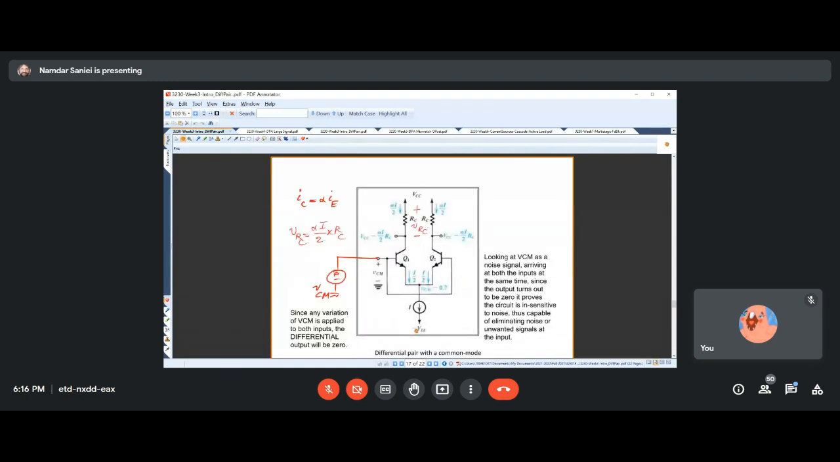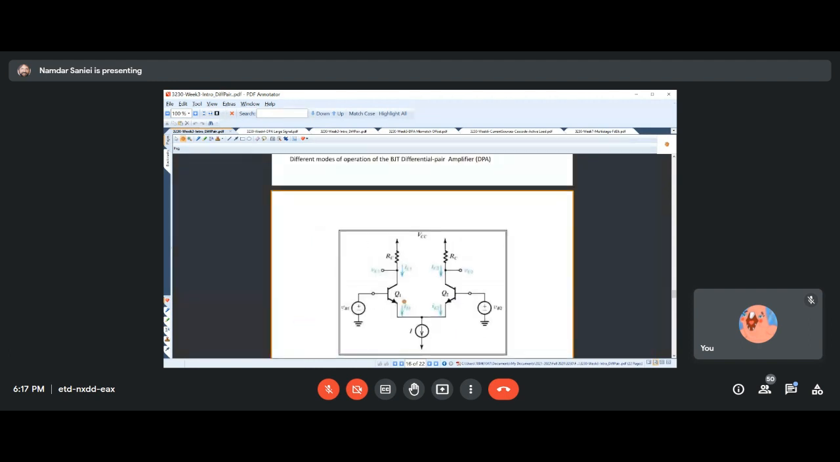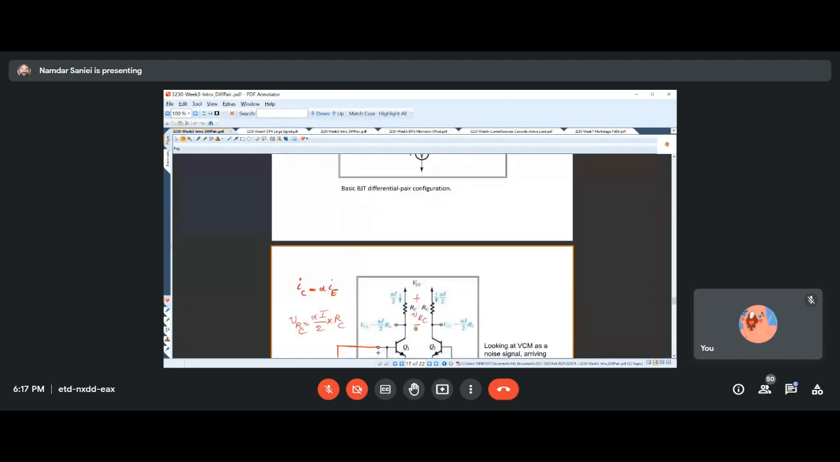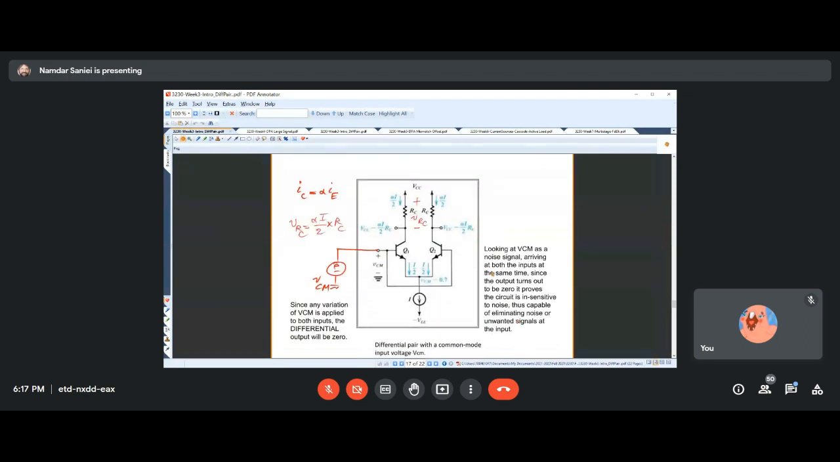We basically mentioned also that when we have a common mode input signal, which could be a noise signal, when signal arrives at the two inputs at the same time, then the differential output is going to be zero. And that was the virtue of differential pair amplifiers, because differential input gets amplified, but common mode input is going to be eliminated. So noise is kind of eliminated, at least ideally.